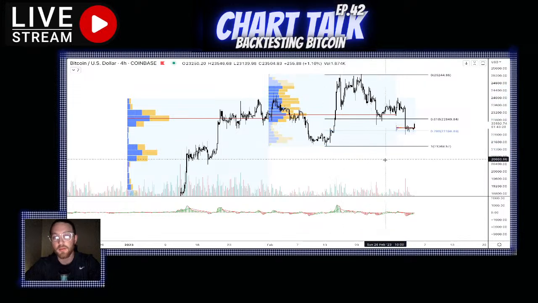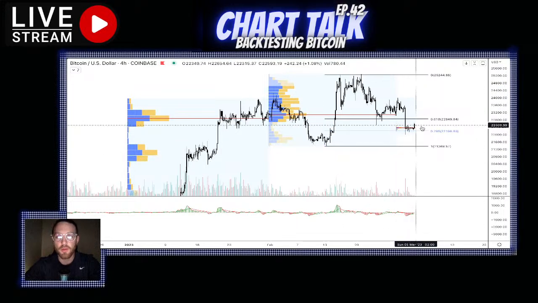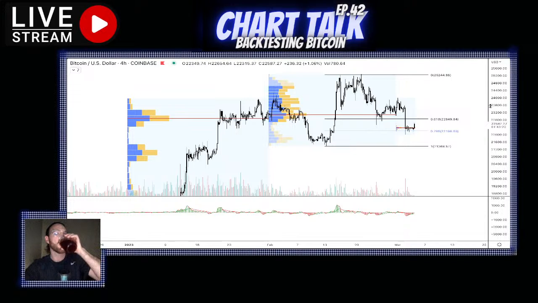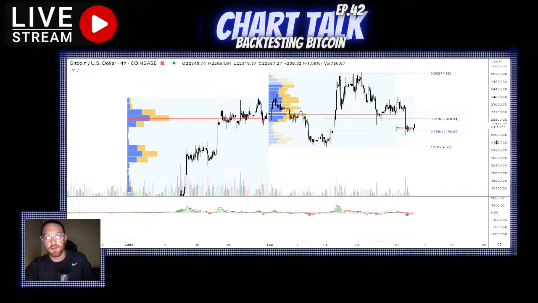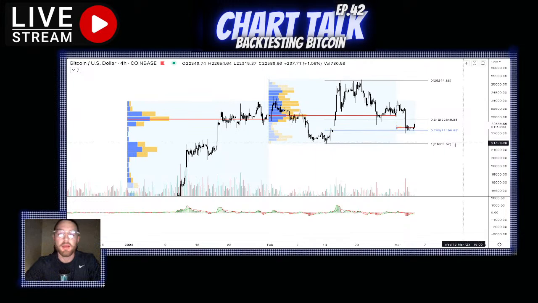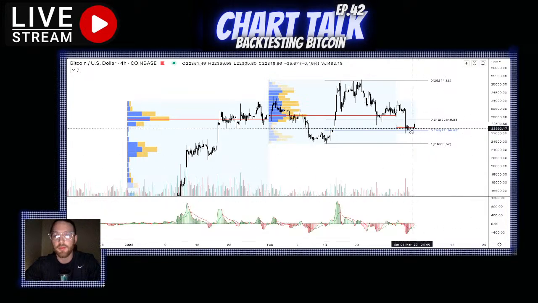I'm not super sold on this just taking off to the upside right now, but hey, I definitely could. I'm not super against it, but I don't think it's the trade for me. If there was a trade opportunity, it would have been off of the 78.6 limit order, and then you could maybe manage that at this point.